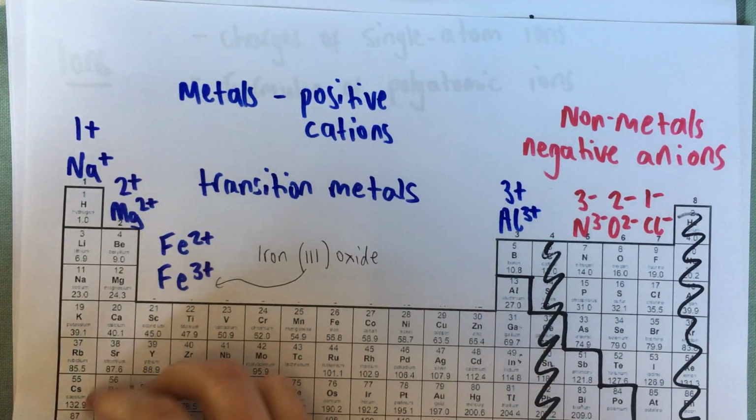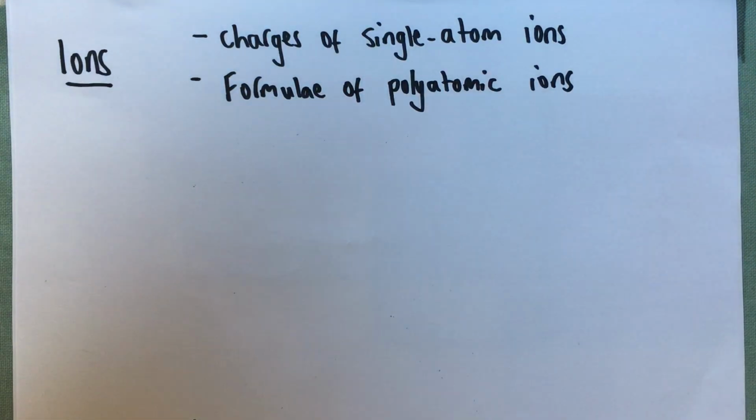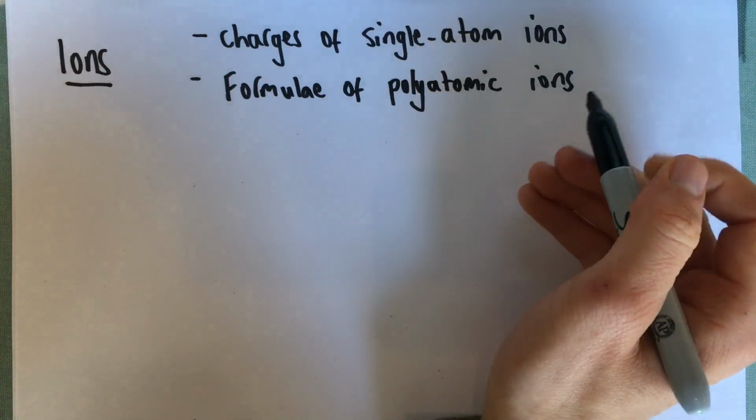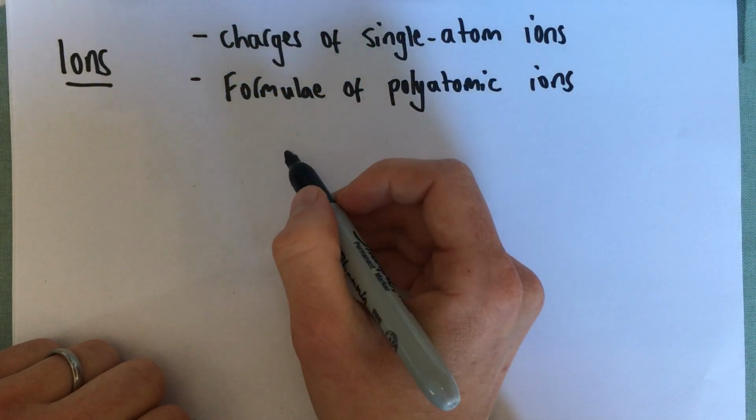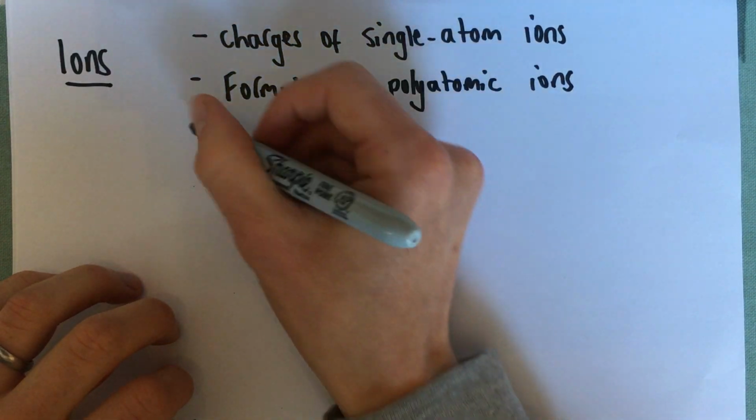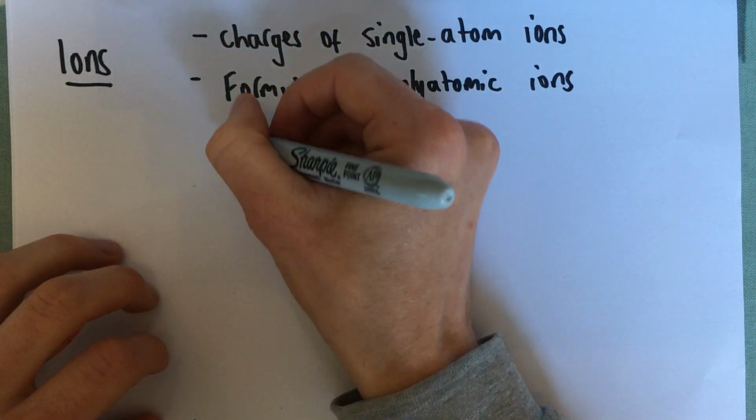The other thing is polyatomic ions. Polyatomic means more than one atom. So these are ions that have got more than one atom. There's no way of working these out, you just need to learn them. The reason I know them is because I've memorised them. There's just 5 that you need to know.